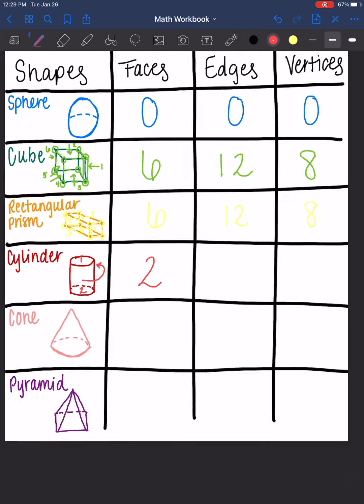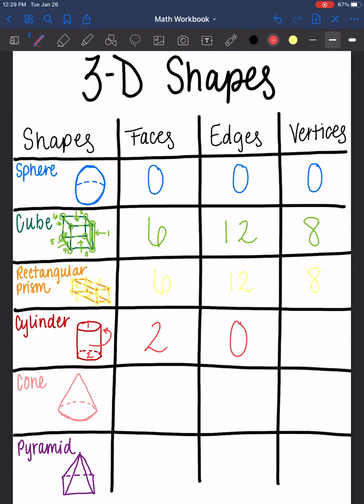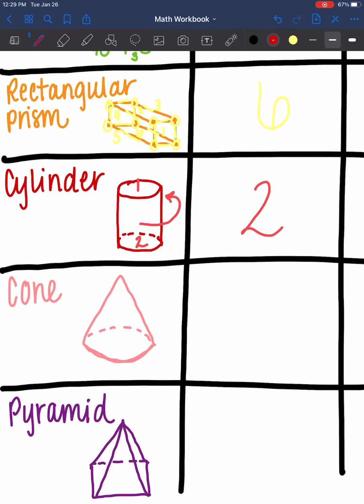Does that can of soup have an edge like a cube? Nope. Does it have points like the cube? Nope. So the cylinder only has 2 faces and nothing else.